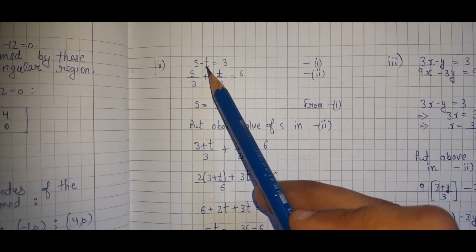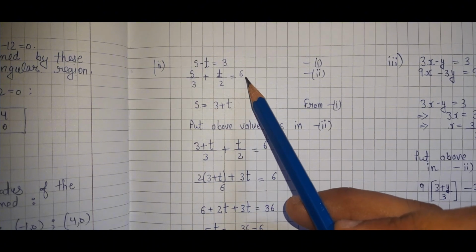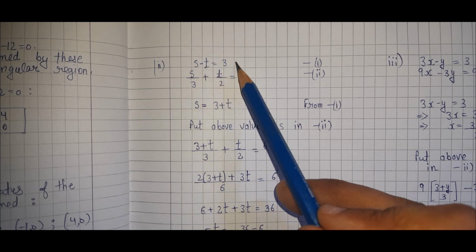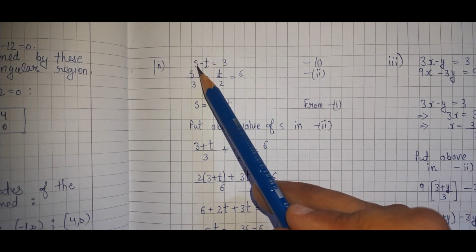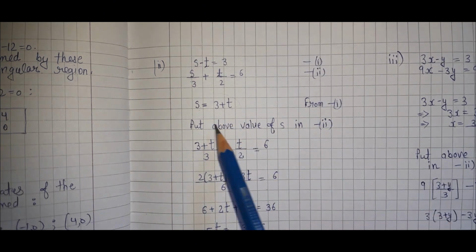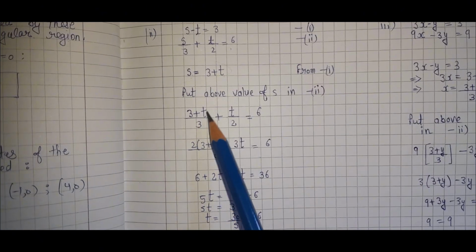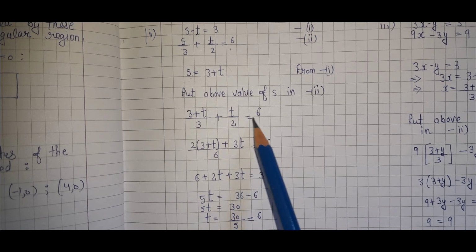Second part, s - t = 3, s/3 + t/2 = 6. Now from the first equation, find the value of s. So we will have s = 3 + t from the first equation. Now substituting this value of s in the second, we will get (3 + t)/3 + t/2 = 6.